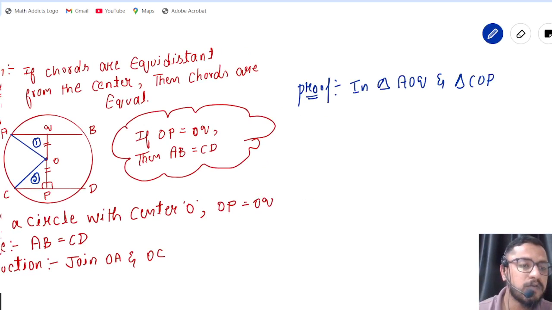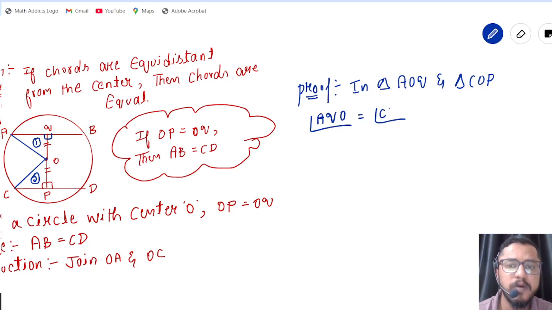Okay, this is 90 degrees. I forgot here also. So both are right angle triangles. In a right angle triangle, AO is equal to CO, which is a radius of the same circle. Next, OQ is equal to OP, which they have given. So directly it's by RHS criteria. Angle AQO is equal to angle CPO, which is 90 degrees. Why did they indirectly give it? Distance from the center to the chord means it will always be a perpendicular distance.